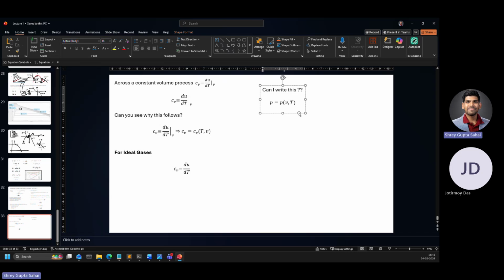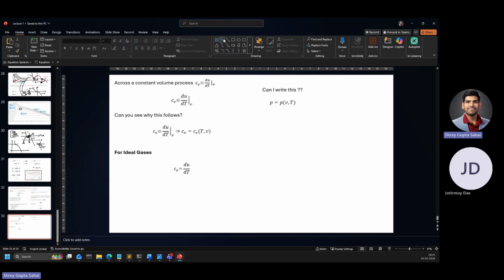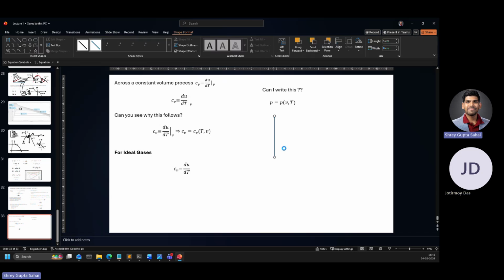Why? Where is this coming from? That is what I'm trying to force you to notice. Do you remember our earlier discussion of state functions and state point functions? What did we actually do? We briefly drew a state space diagram. What did we do? We said that there is this.